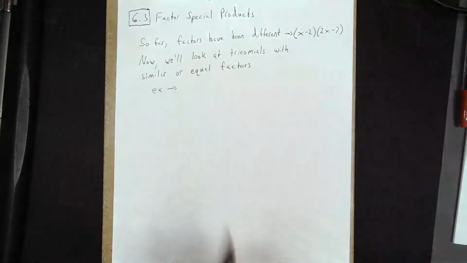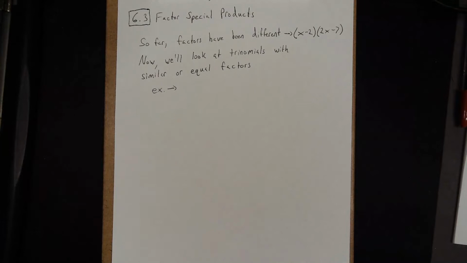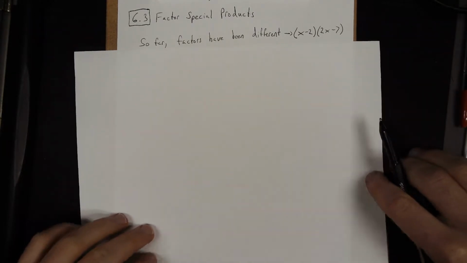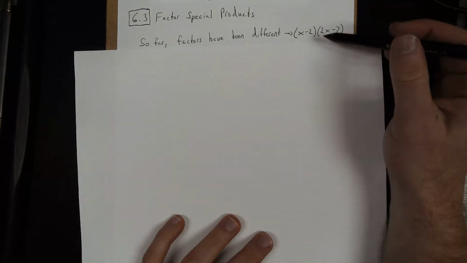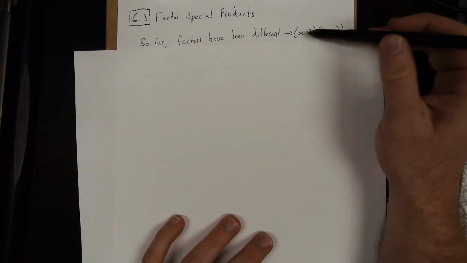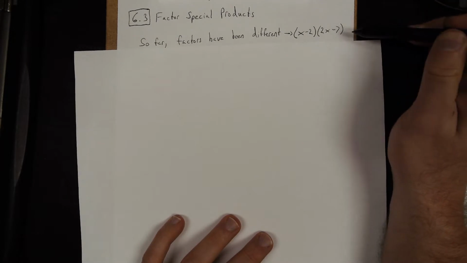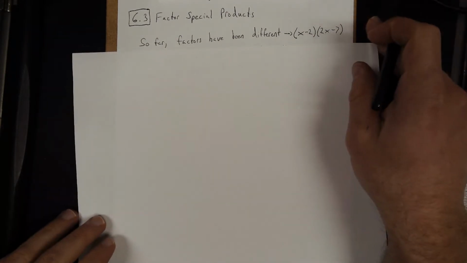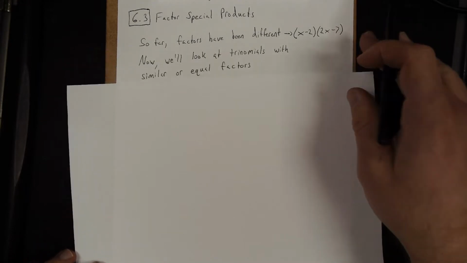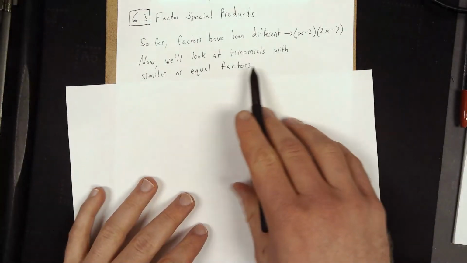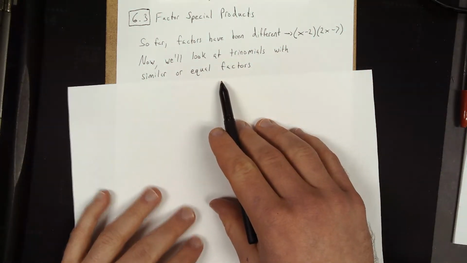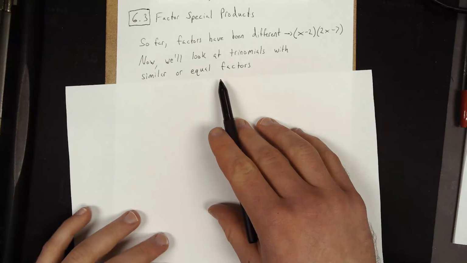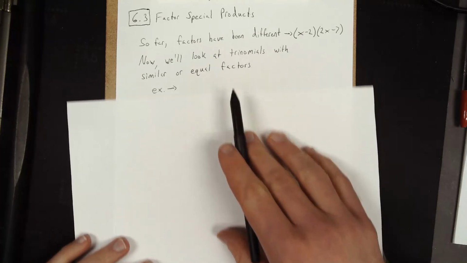Let me focus your attention here. So far, our factors have been different. So when we get our answer, it's been something like x minus 2 times 2x minus 7. They're different. So crazy things happen when they're the same. So now we'll look at trinomials with similar or equal factors. We're going to learn how to recognize when we have one of these situations.